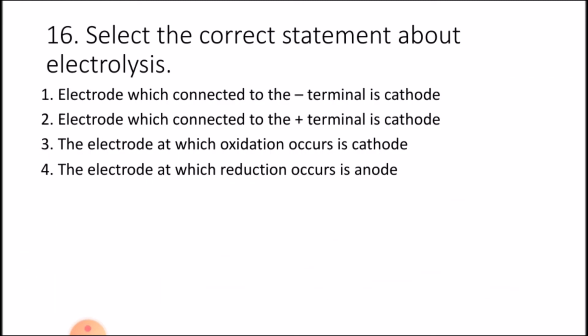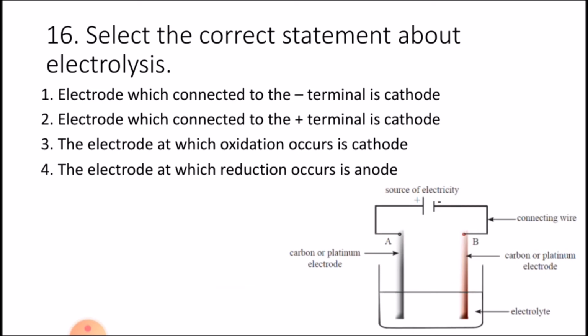Okay, into question number 16. Select the correct statement about electrolysis. So this figure shows a simple setup for electrolysis. So we'll see the answers. The electrode which is connected to the negative terminal is the cathode. Yes, it is correct. Then the electrode which is connected to the positive terminal is the cathode. No, it should be anode.